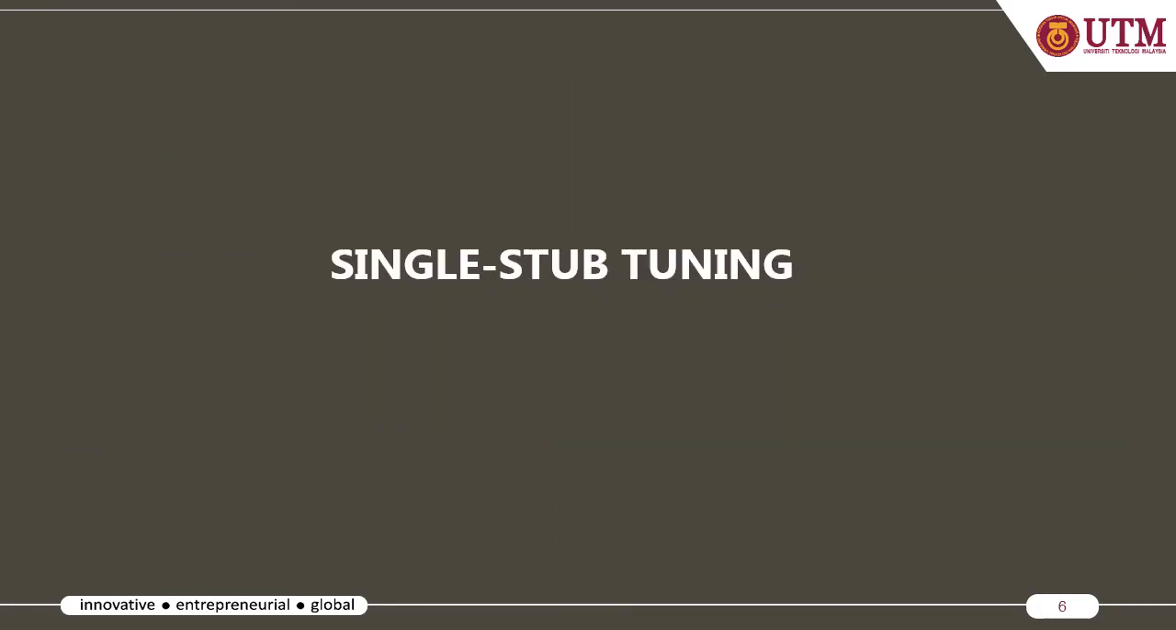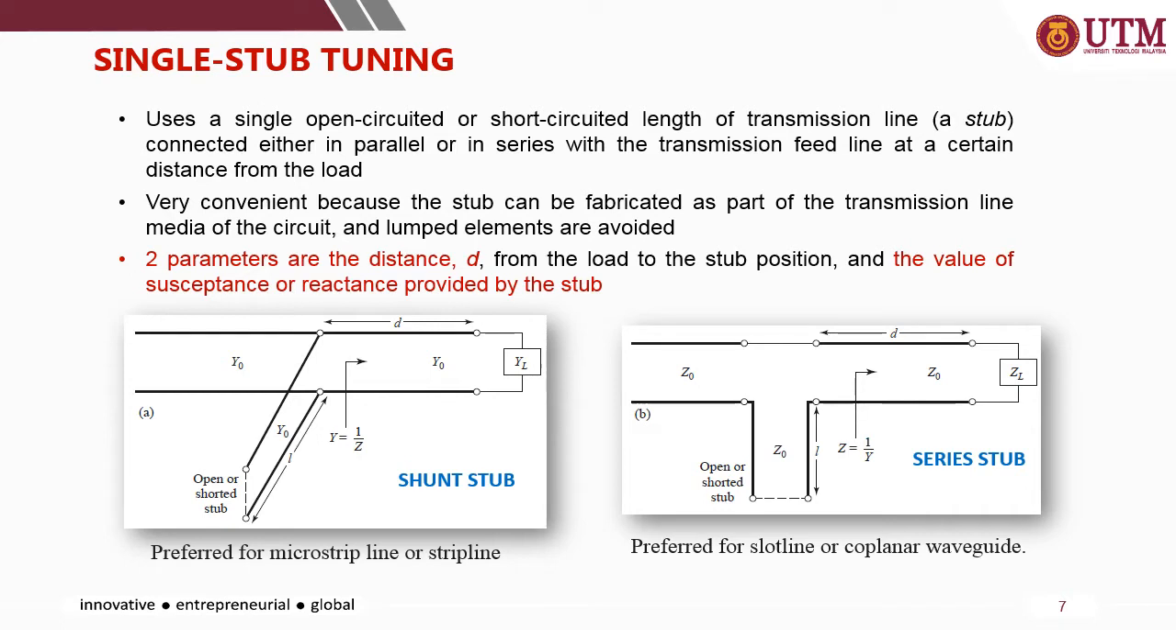Okay, we are going to look at the first technique in impedance matching, which is single stub tuning. Single stub tuning uses a single open circuit or short circuit length of transmission line, or a stub. From the figure, you'll see that these are the stubs, an additional element included in the system. This is basically the matching network introduced into the system in between the transmission line and the load. It is either connected in parallel or in series to the transmission feed line at a certain distance d from the load. The stub is introduced at distance d from the load.